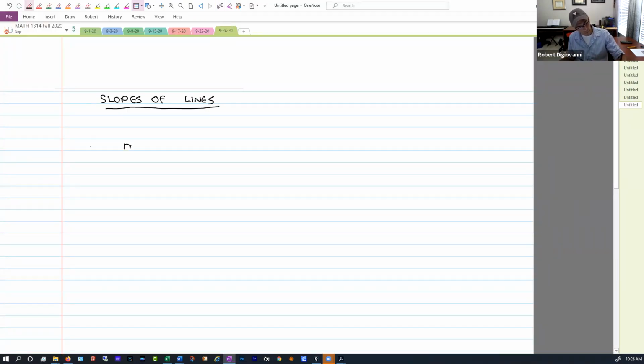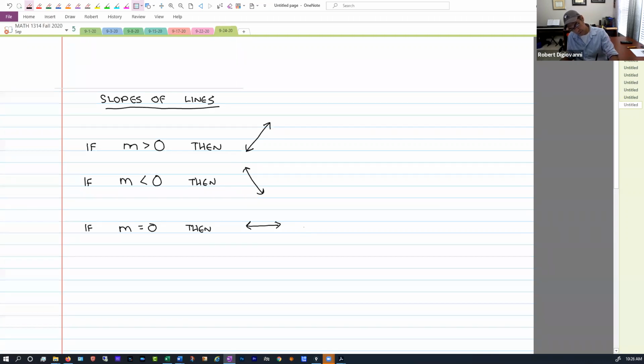If m is positive, right? If m is greater than 0, then your line is going to be going this way, like this. If m is less than 0, so a negative number, then the line is going to go this way. If m is 0, then you have a flat line, you have horizontal.